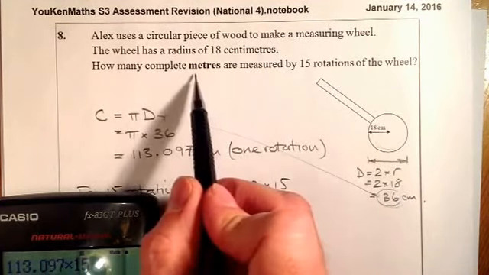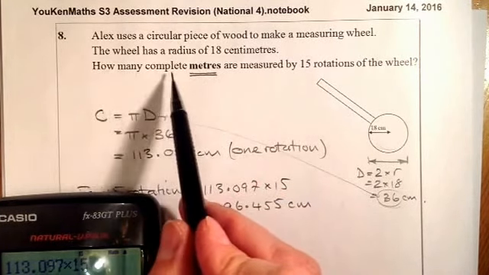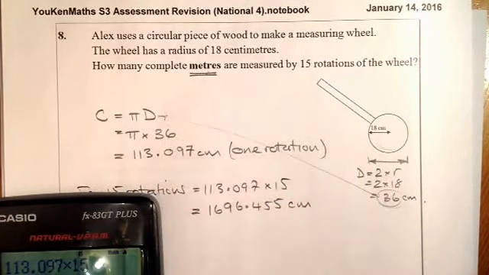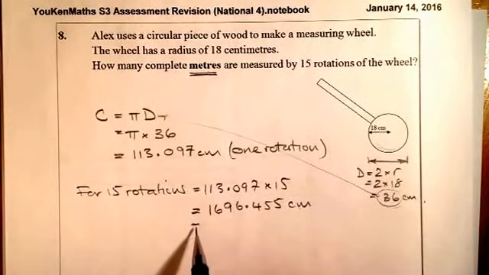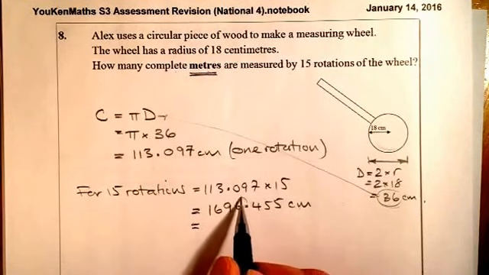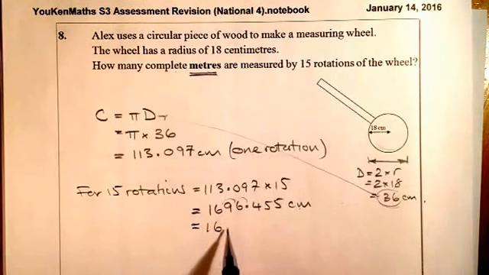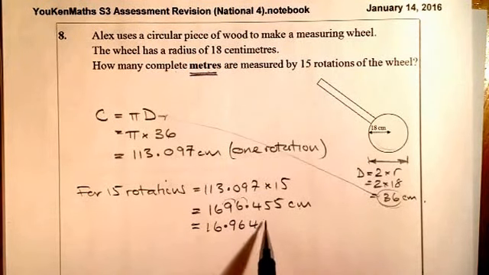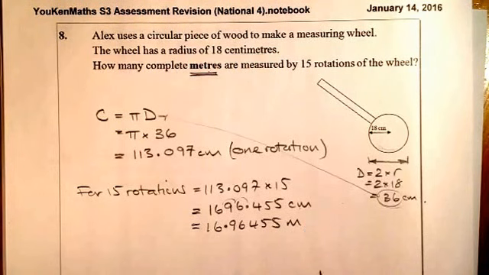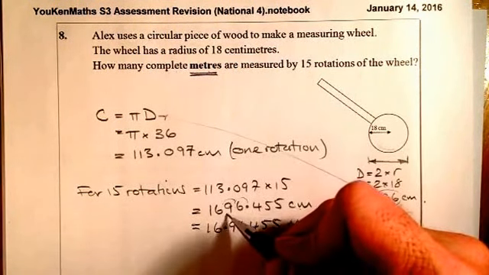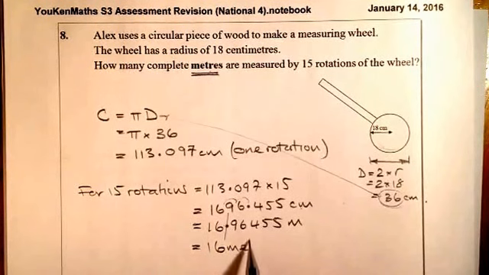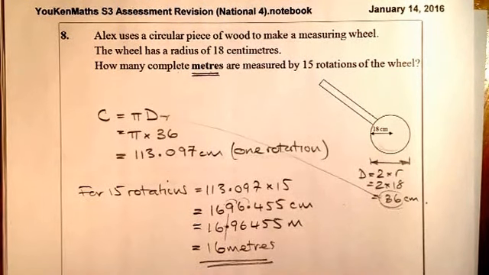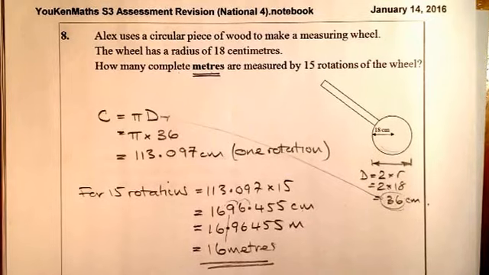Now if I look back up at that question, there's a bit in bold there. It says how many complete metres are measured by 15 rotations. So if this is in centimetres, if I converted this to metres, I'm going to divide it by 100, so that would be 16.96455 metres. Complete metres, so if I cut there, I've only done 16 metres and nearly 17, but my answer is going to be 16 metres. Okay.